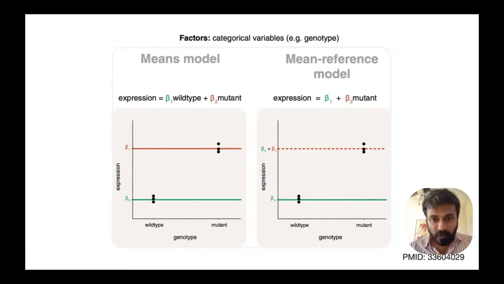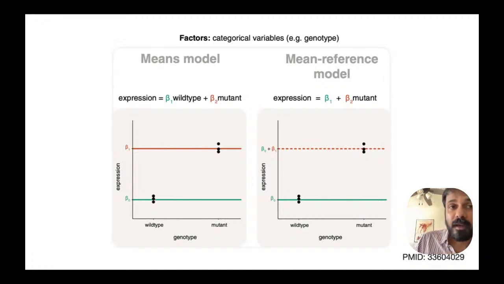Therefore, beta 1 is the mean expression in wild type. And they made a mistake here. I'm sorry. They have beta 1 and beta 2 here, but on the figure, on the y-axis, they have beta naught and beta 1. Sorry, this is confusing. Let's replace on the y-axis the beta 0s with beta 1s and the beta 1s with beta 2s. I'm so sorry about this. Anyway, the mean reference model is the model we've been looking at so far.